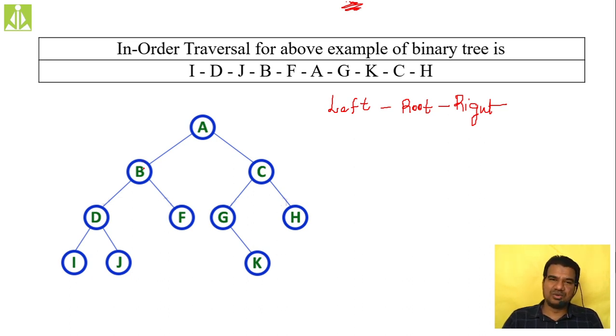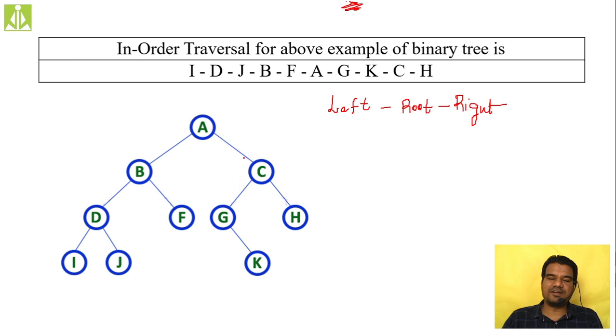As B is root, I should not visit B. I have to go to left first. So again I am moving to the left. Now at D, again I have to make D as root. I should not visit root. Go to the left of root. I am moving to I. Make this I as root. Should not visit root. Try to move to the left. We don't have any left.